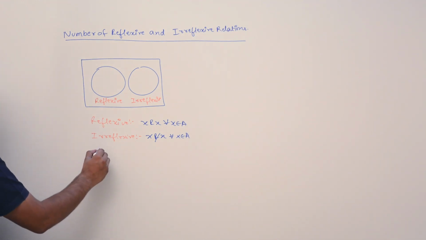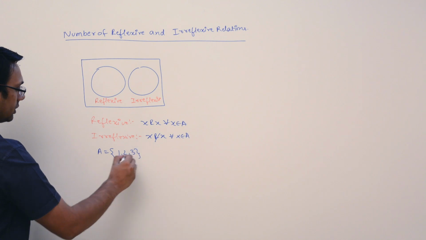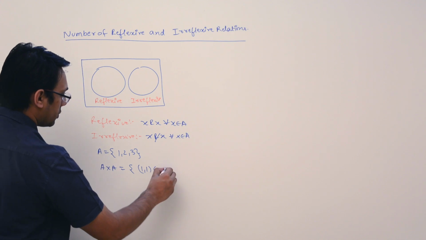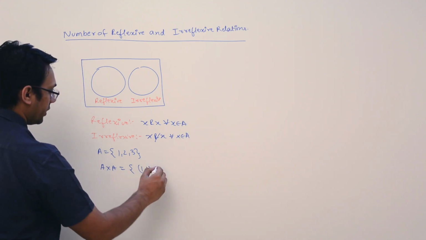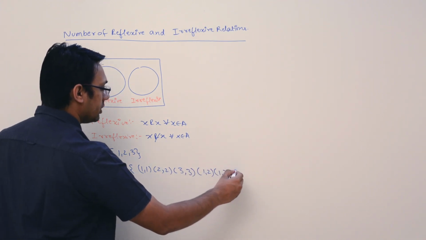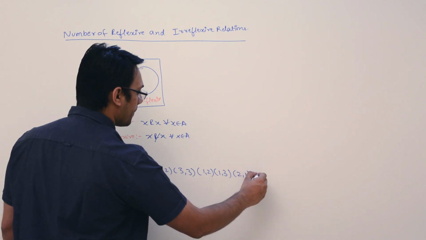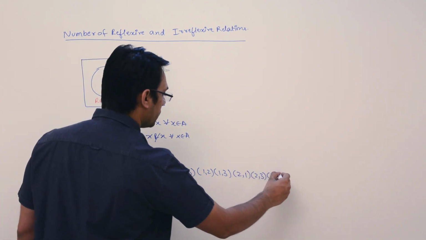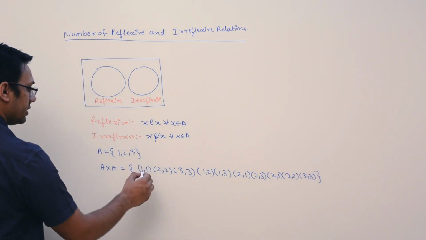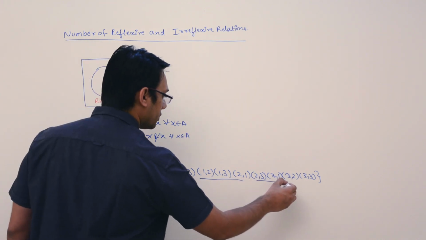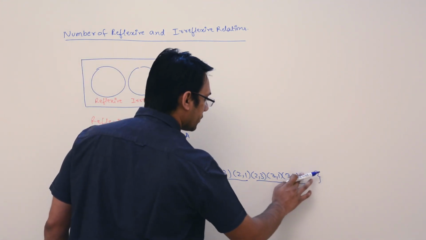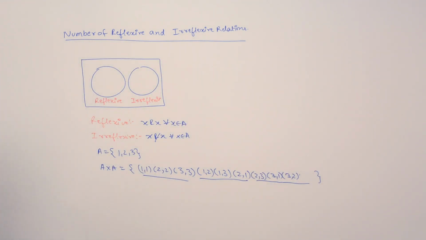For example, if the set A has 1, 2, 3, and you know what is A cross A. Let us write it in another way: 1, 1, 2, 2, 3, 3, and 1, 2, 1, 3, and 2, 1, and 2, 3, and 3, 1, and 3, 2. So how many elements are there? This is 3 and 3, so 3 cross 3. Fine. So assume this is the set which is A cross A.